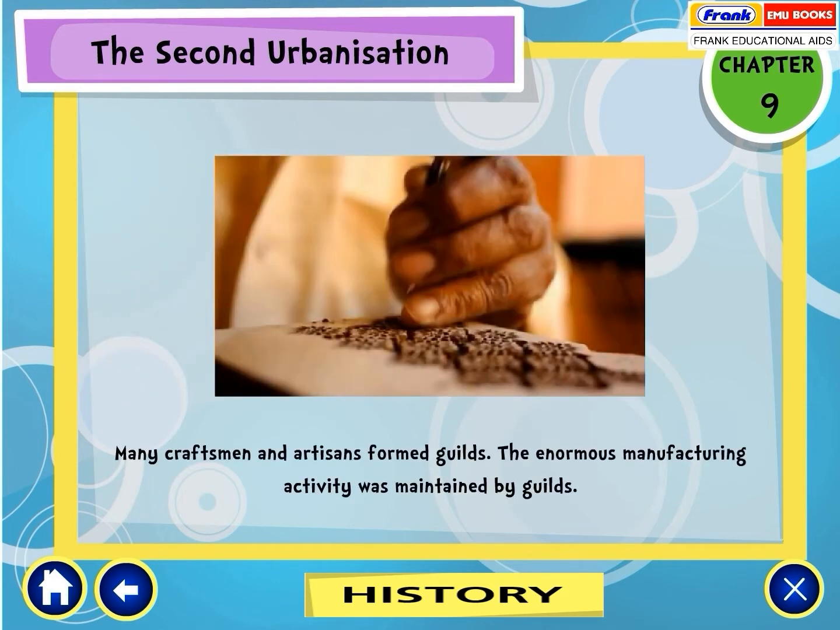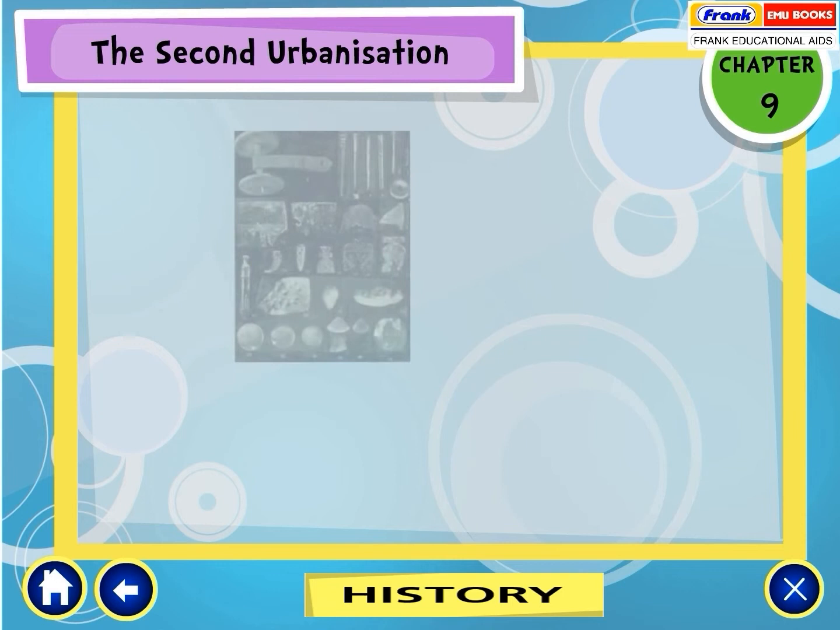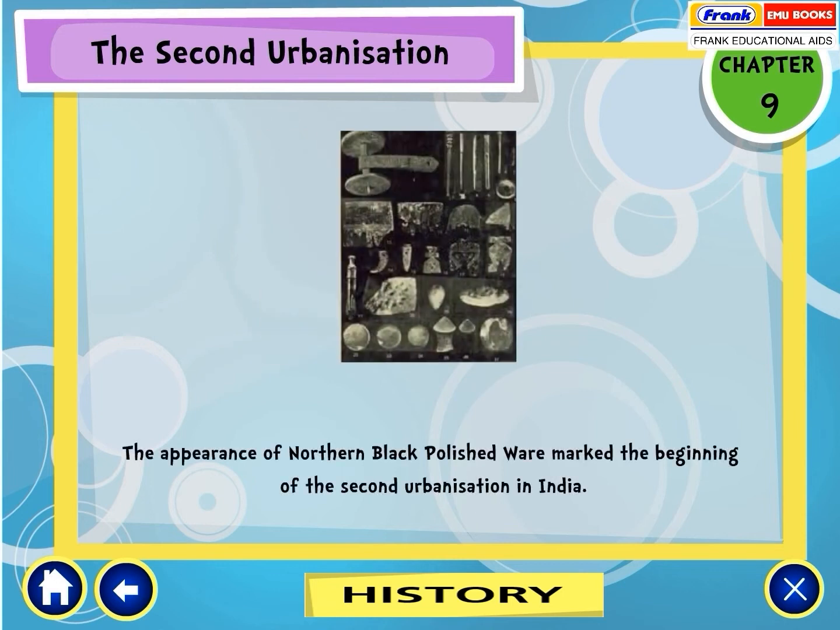Many craftsmen and artisans formed guilds. The enormous manufacturing activity was maintained by guilds. The appearance of northern black polished ware marked the beginning of the second urbanization in India.